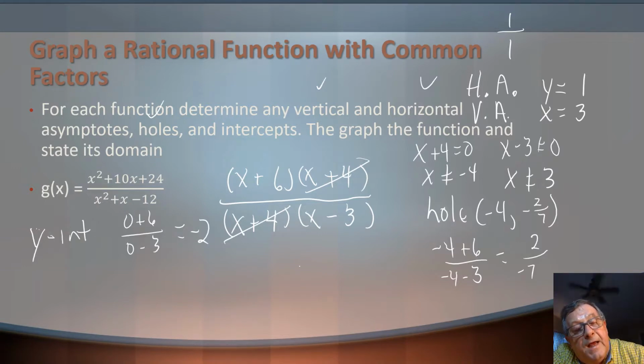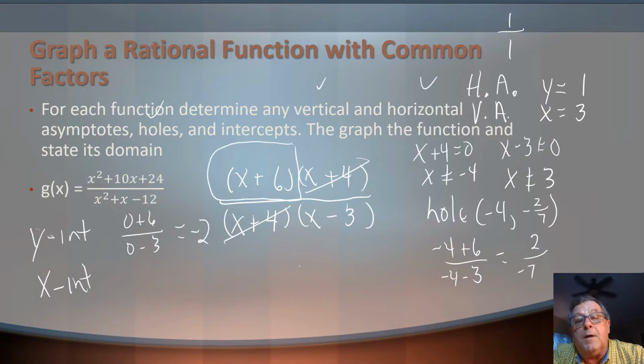And then if I want to find the x-intercept, I set y equal to 0. The only thing I have to concern myself with is the numerator, because the denominator can't equal 0. So 0 equals x plus 6. Subtract 6 from both sides, and I get negative 6 equals x. I have an x-intercept at negative 6.